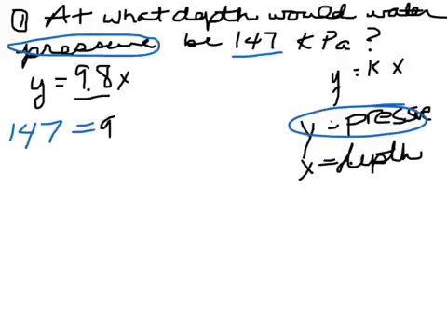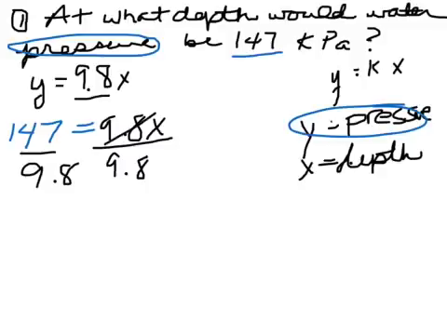I'm going to get 147 equals 9.8 times x. And then to solve this for x, all you have to do is divide both sides by 9.8, and you will get x equals 15. So that means the depth was measured in inches, so it's 15 inches. These are very common problems, and you should expect to see some of them on an ACT or SAT test.